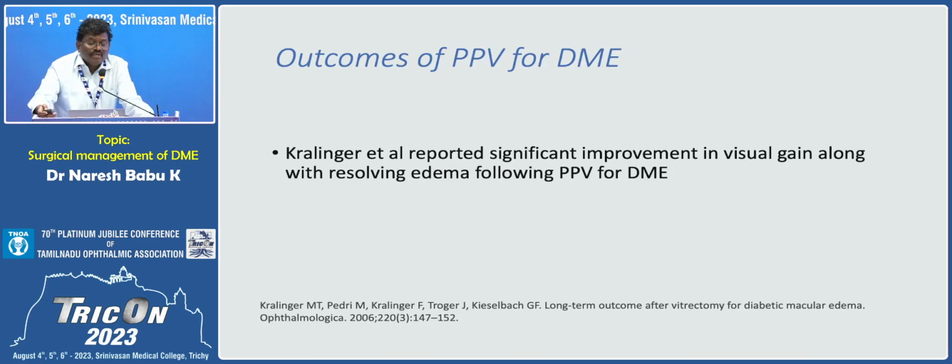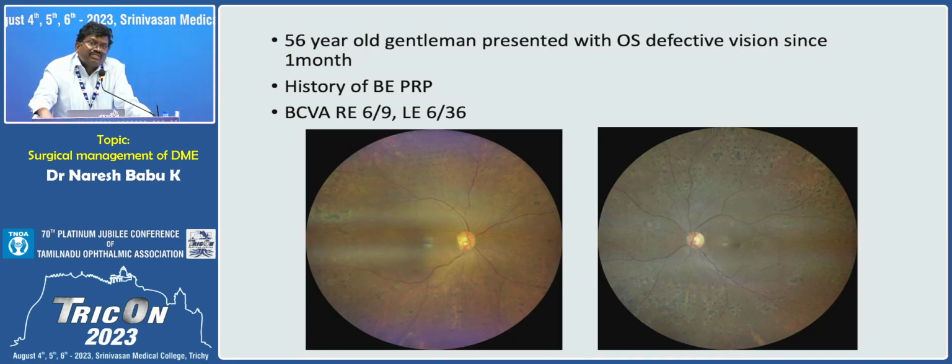In fact, there is a lot of evidence which says that there is a significant improvement in the visual gain, along with resolution of the macular edema, especially when you do a pars plana vitrectomy with membrane peeling in these cases. So this is a 56-year-old gentleman. If you see the fundus on the left side, his vision is 6/36, but it looks fine.